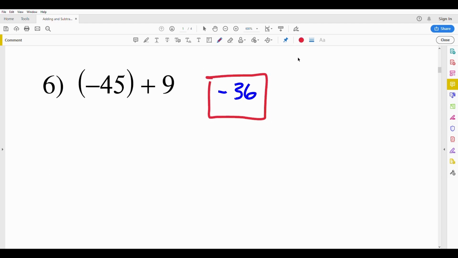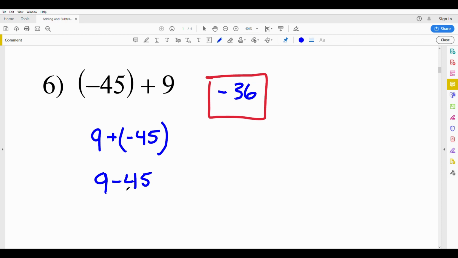And remember, addition is commutative, so we could write this a different way. We could write this as 9 plus negative 45. And 9 plus negative 45 is the same as 9 minus 45. So we're starting with a positive number, and we're taking away a greater value, so we're going to wind up in those negatives. 9 minus 45 is going to be a negative 36.